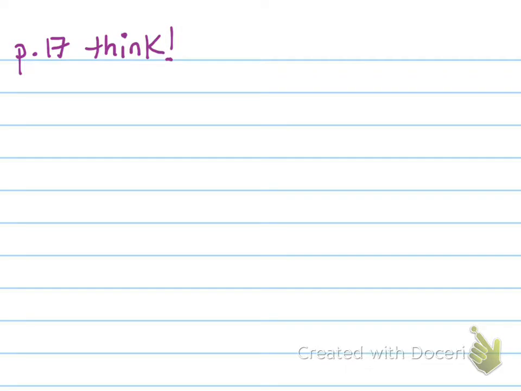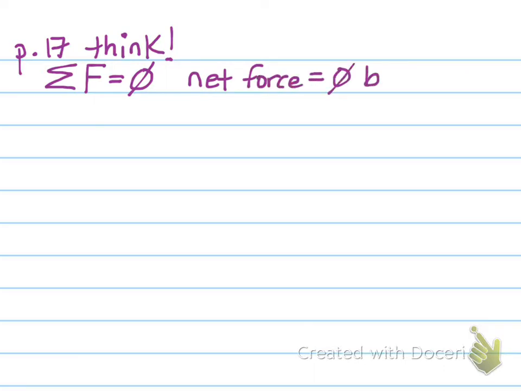The first one, what is the net force on a bathroom scale when a 110-pound person stands on it? Well, that object, that scale, isn't moving. So the sum of the forces has to be equal to 0. It has to be in mechanical equilibrium. So the net force is 0 because it's not moving.